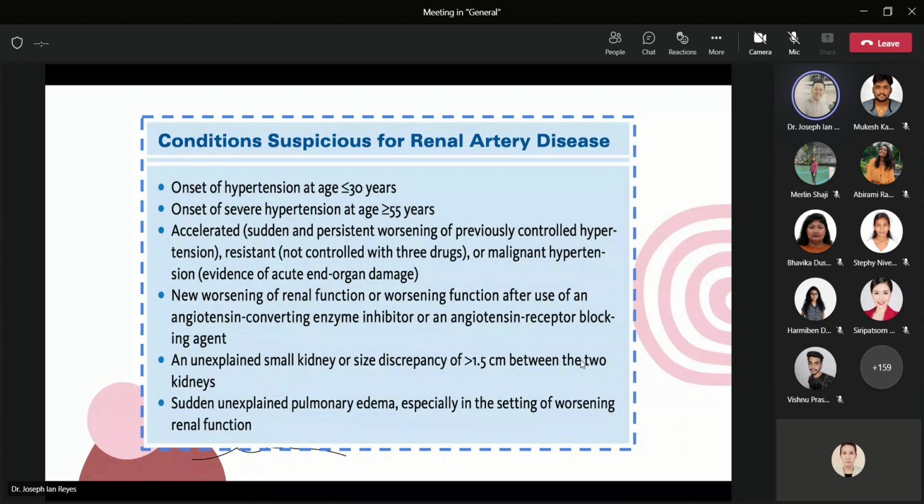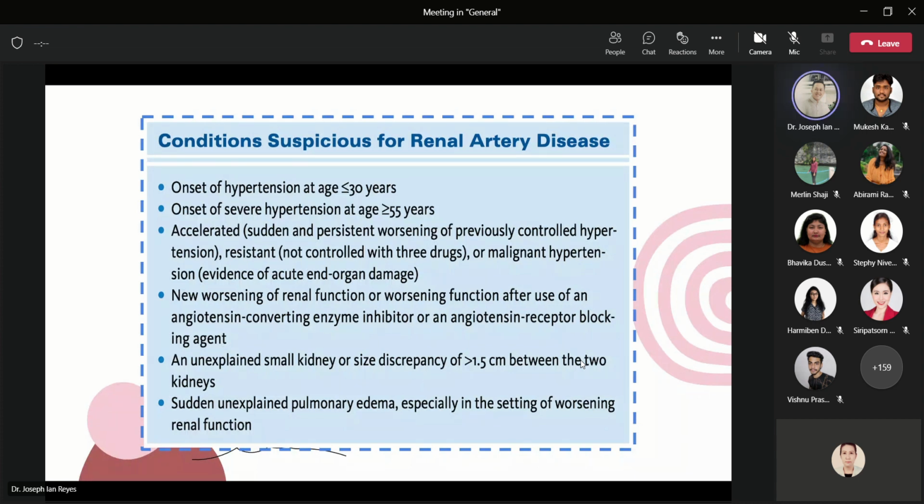Then accelerated, sudden and persistent worsening of previously controlled hypertension. So accelerated, resistant, or malignant hypertension. Meaning even though you're taking a lot of medications, there is still poor control or there is a sudden spike in your blood pressure. So again, you have to be suspicious and have your patient screened.